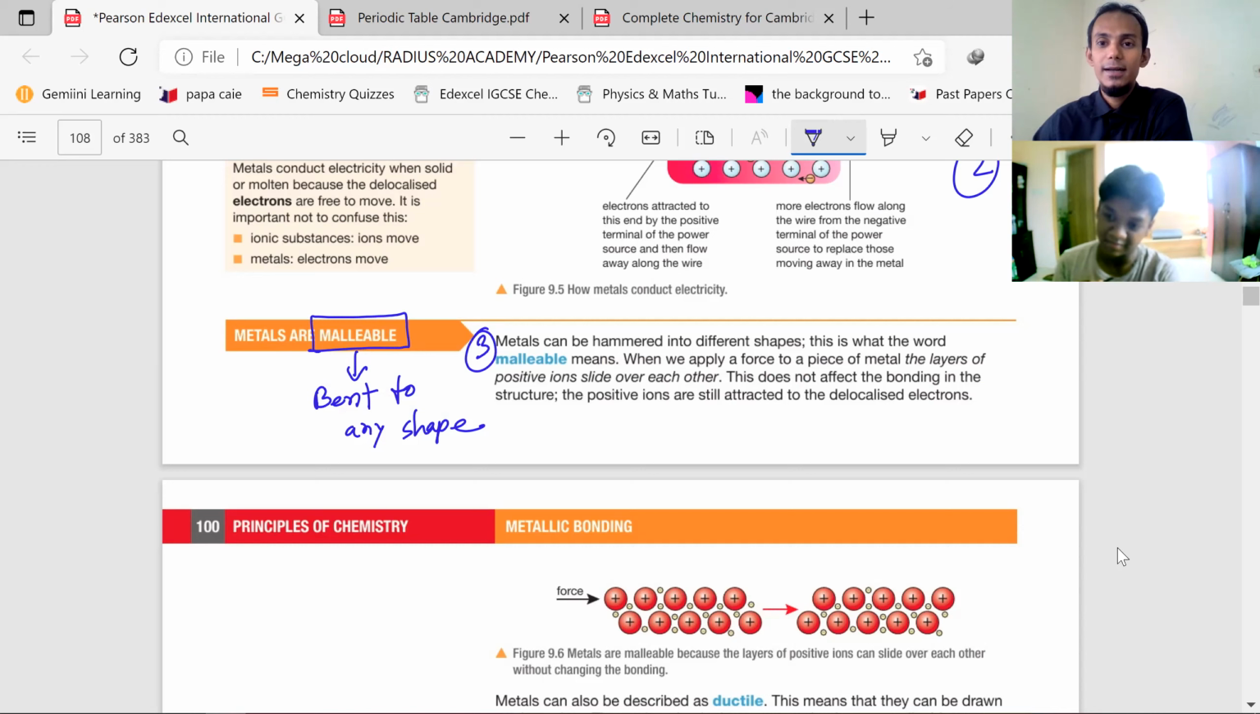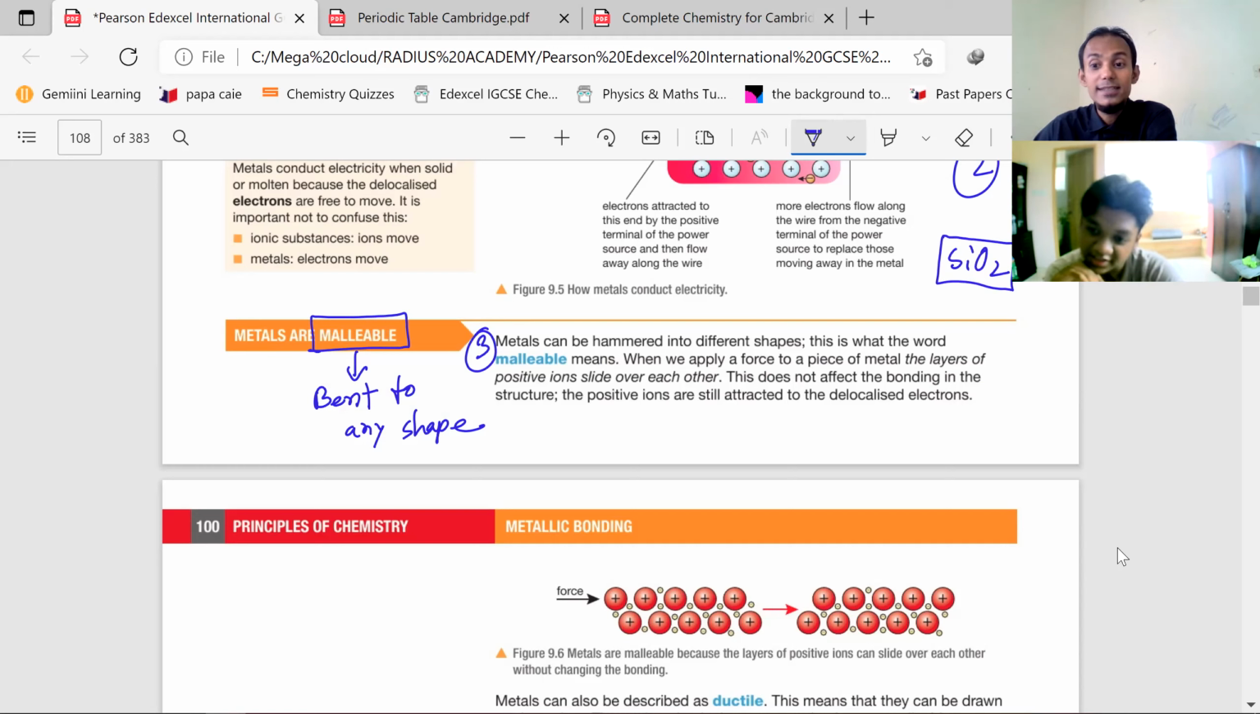Glass is not a metal or anything. It is a mixture of different things, including silicon dioxide. And silicon dioxide is a giant covalent structure. There are silicon dioxide particles, and along with silicon dioxide there are other stuffs and many chemicals present. So glass is different. Glass is not malleable in that sense. Metals in their solid form, if you hammer them, can be bent to any shape.